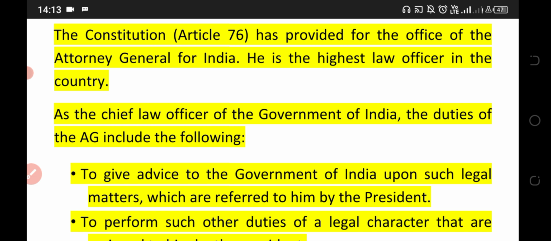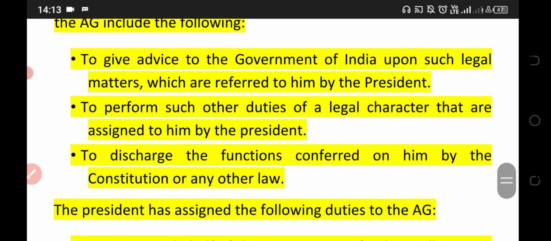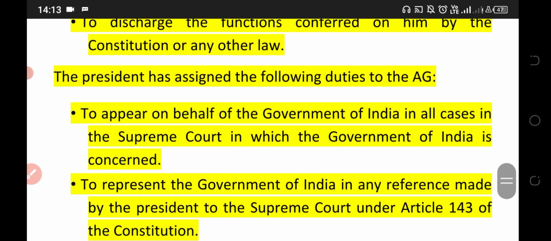As the chief law officer of the Government of India, the duties of the AG include to give advice to the Government of India upon such legal matters which are referred to him by the President, to perform such other duties of a legal character that are assigned to him by the President, and to discharge the functions conferred on him by the Constitution or any other law.